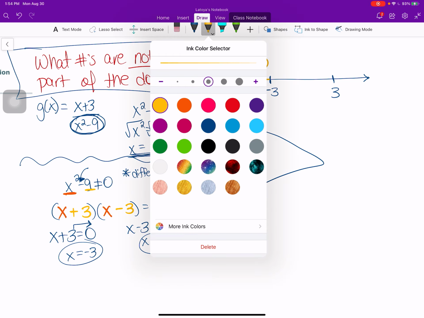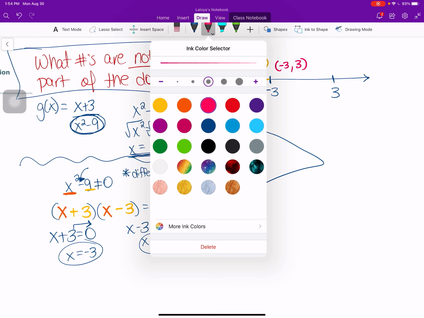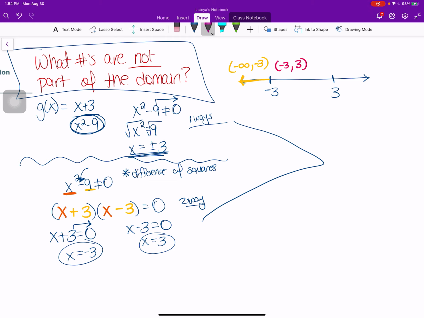So let's change my color. This middle part here begins at -3 and it goes to +3. And again, I put parentheses because I can use every number there except for -3 and 3. I cannot include those endpoints. And the last piece here of my number line will begin at 3 and it goes to infinity. So that's going to be +infinity. So that's my interval notation.